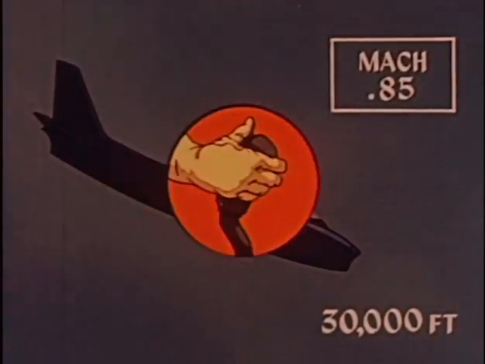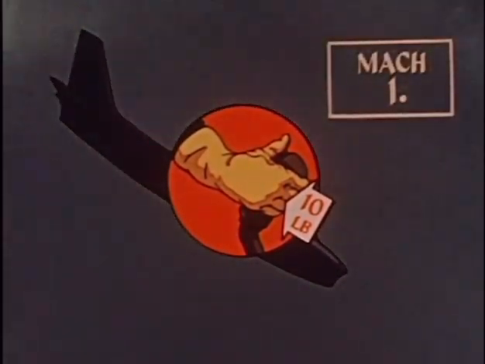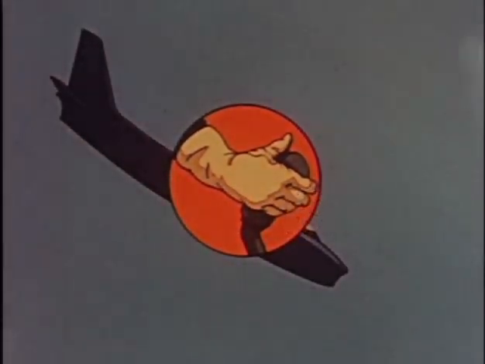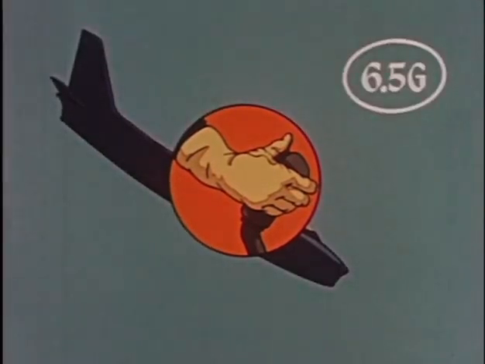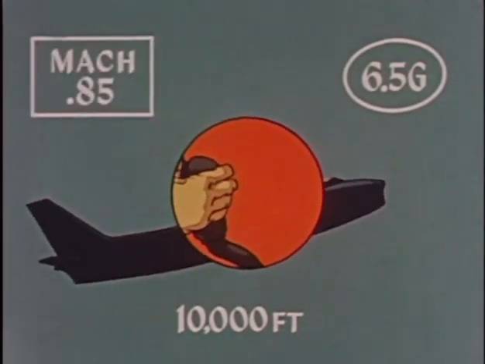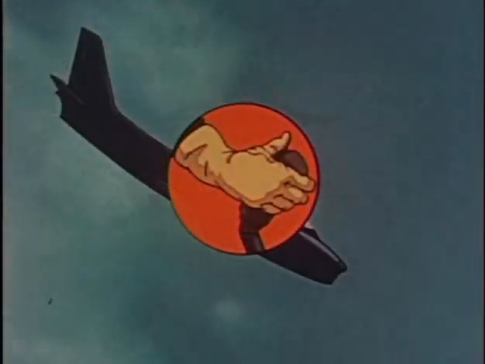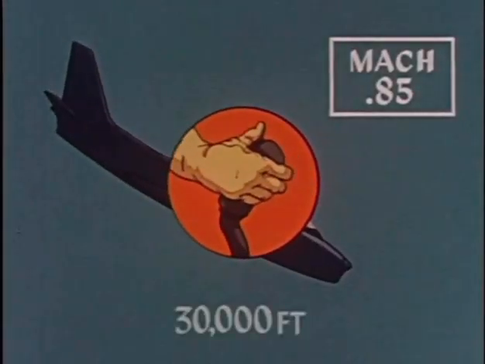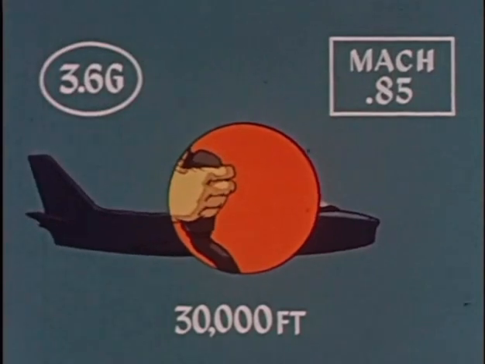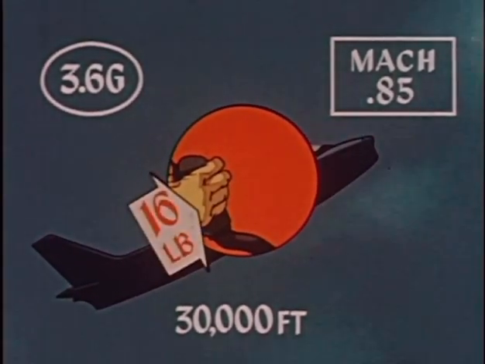At 30,000 feet, still trimmed at Mach 0.85, push forces build to only 10 pounds as you increase speed up to and beyond Mach 1. Then, in a 6.5 G pullout at 10,000 feet, trimmed at Mach 0.85, pull forces won't exceed 25 pounds. With the same trim at 30,000 feet, where you can get about 4 G before a stall, you'll be pulling back just 16 pounds on the stick.